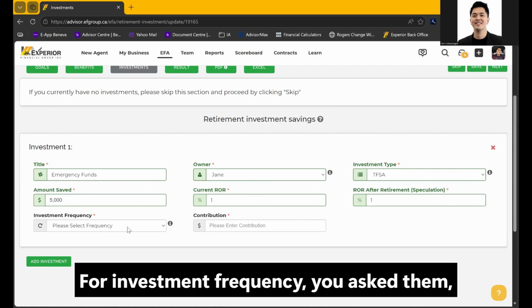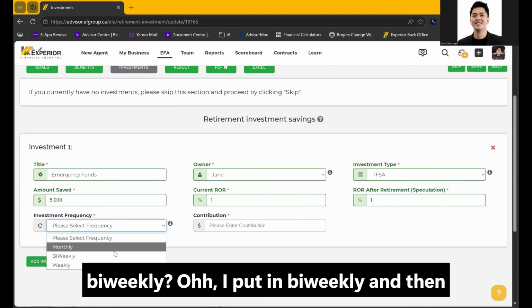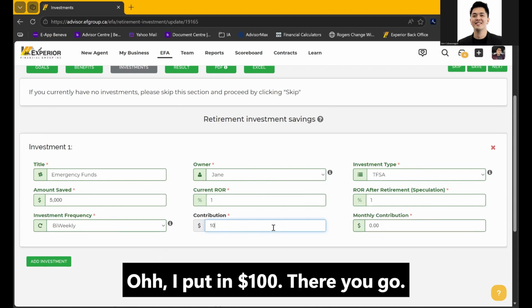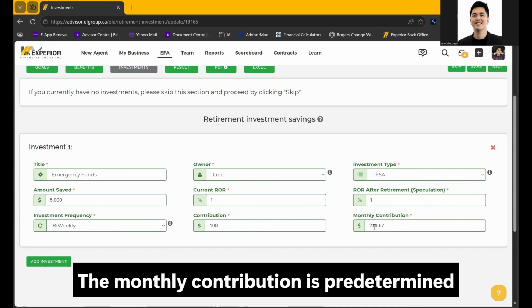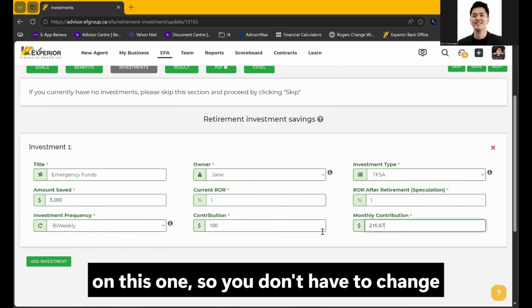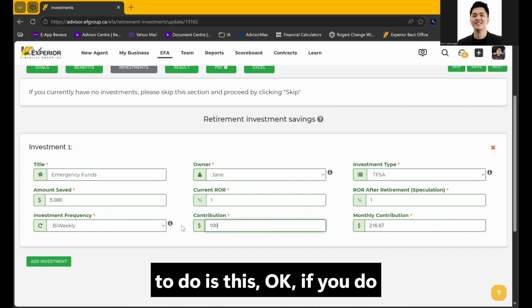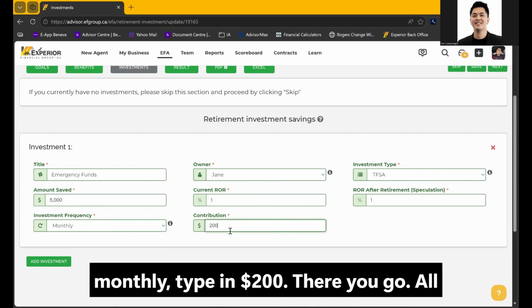For investment frequency, you ask them, do you put in monthly? Do you put in biweekly? Oh, I put in biweekly. And then you type in, how much do you put biweekly? Oh, I put in $100. There you go. The monthly contribution is predetermined on this one, so you don't have to change this. All you have to do is this. Okay. If you do monthly, let's say they're putting in monthly, type in $200. There you go. All right.